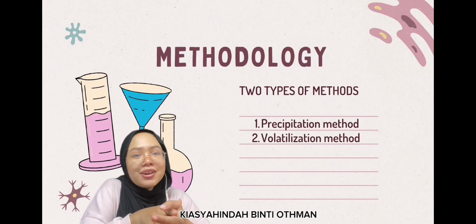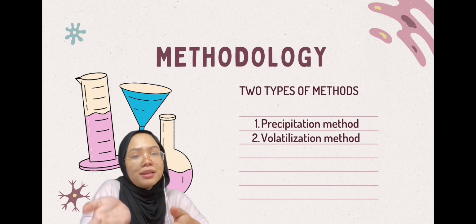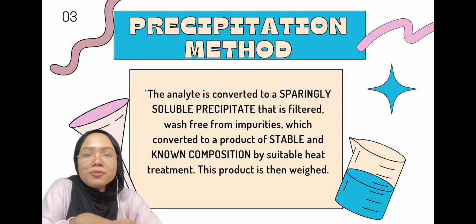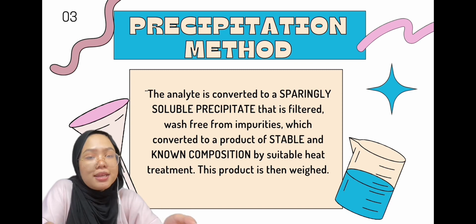Next, we are going to look at methodology, where we have the precipitation method and the volatilization method. The precipitation method is a widely used technique in analytical chemistry for the determination of analytes.